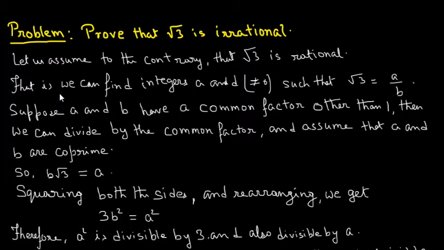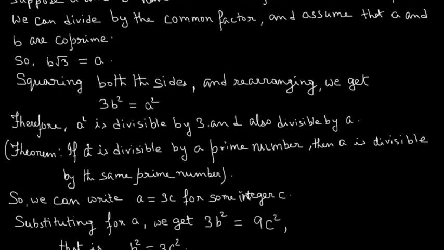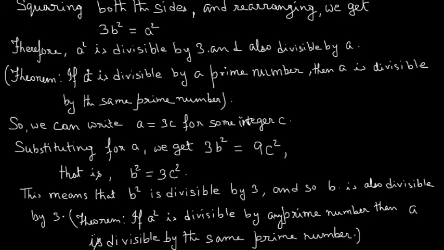So b root 3 is equal to a. Squaring both the sides, 3b square is equal to a square. Therefore, a square is divisible by 3. And it is also divisible by a by the below theorem. Theorem says that if a square is divisible by a prime number, then a is divisible by the same prime number. So we can write a is equal to 3c for some integer c.